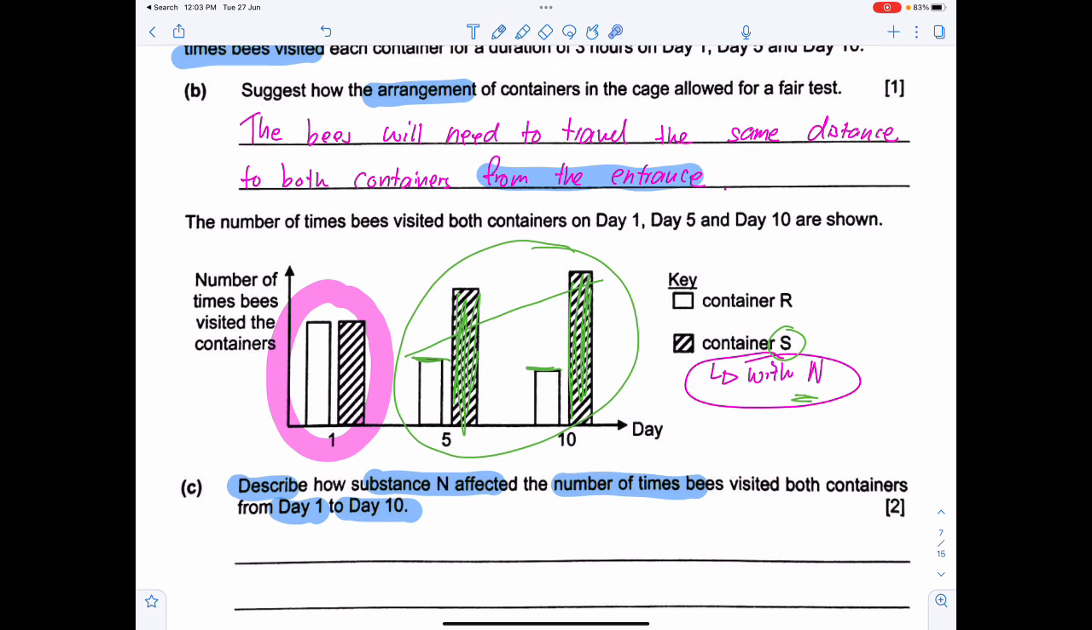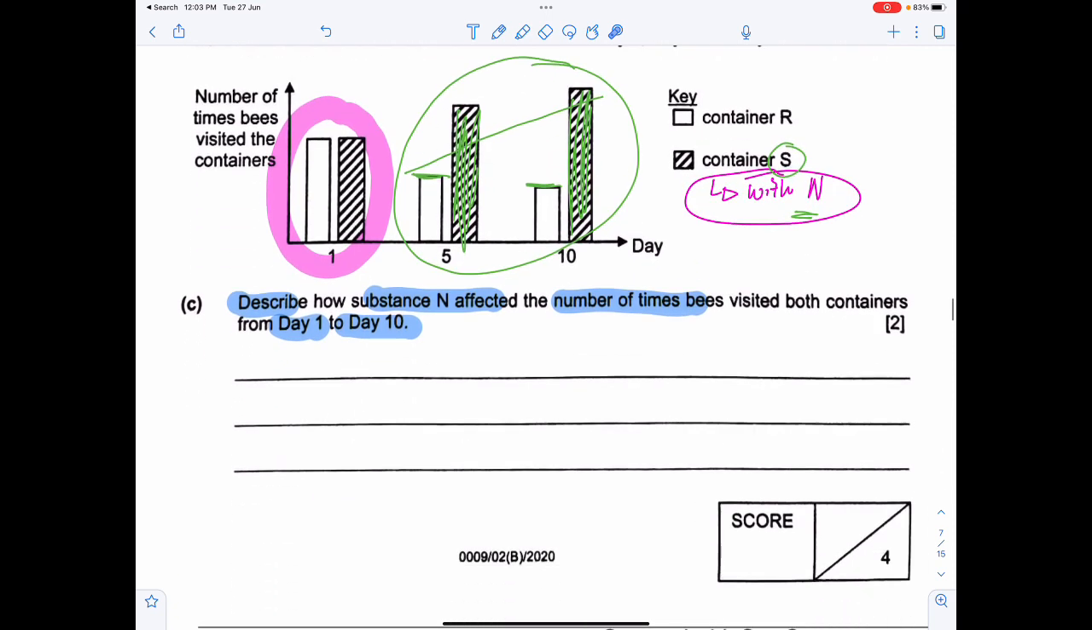Neither the first trend nor the second trend is true, because the first trend only talks about day 1, the second trend talks about day 5 and day 10. So if you say from day 0 to day 10, N actually causes the number of bees visiting S to increase, the whole thing is wrong. Okay, so how should you pen it down?